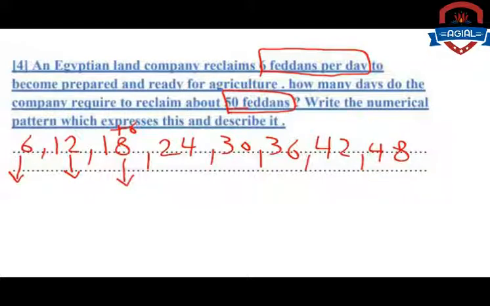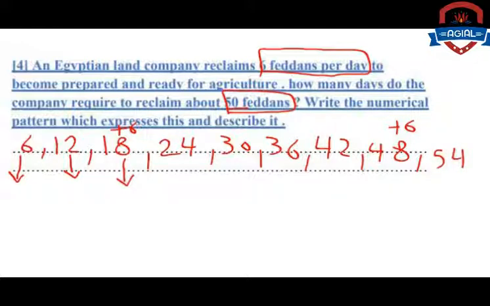So, we say that day number 1 is 6 fiddles. Then the next day would be 12. And the third day would be 18. Because we add 6. 6 plus 6 equals 12. 12 plus 6 equals 18. 18 plus 6 equals 24. 24 plus 6 equals 30. 30 plus 6 equals 36. 36 plus 6 equals 42. And 42 plus 6 equals 48. So, if we add 6, then we have 54.